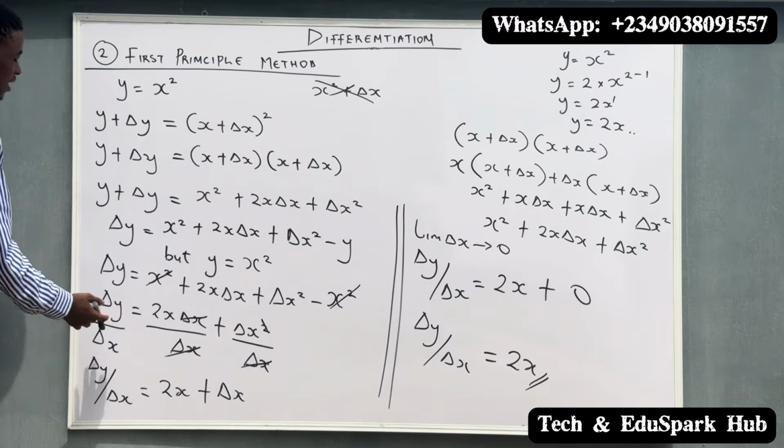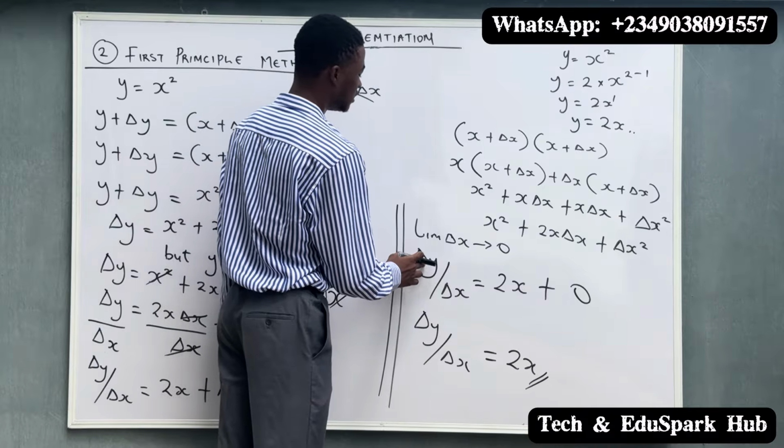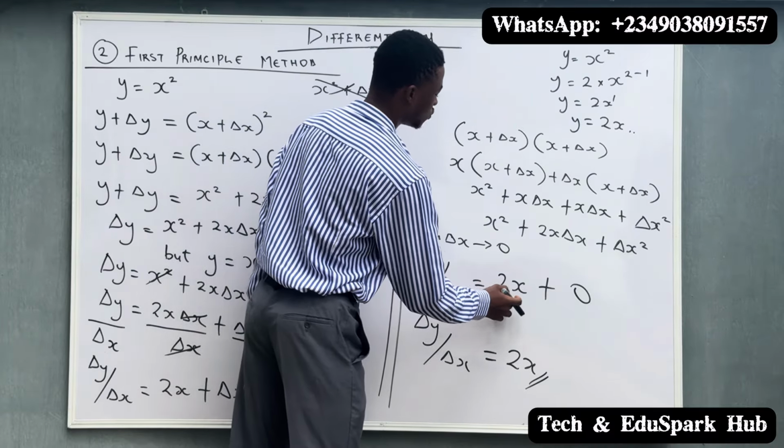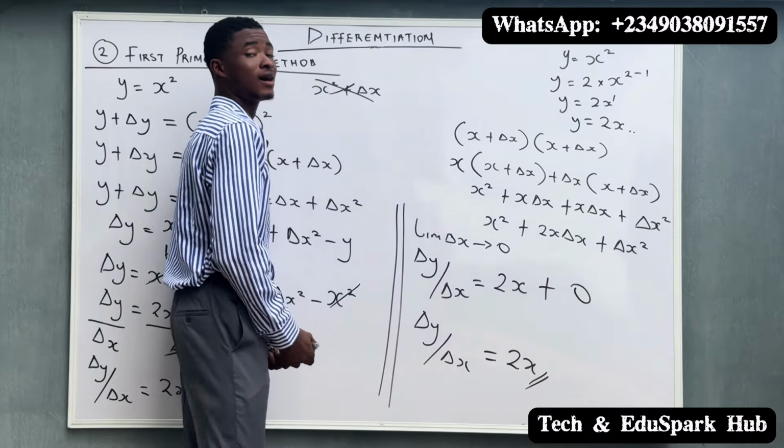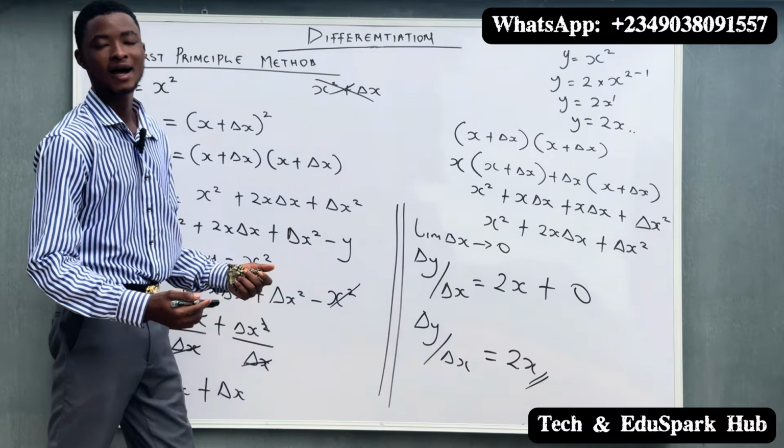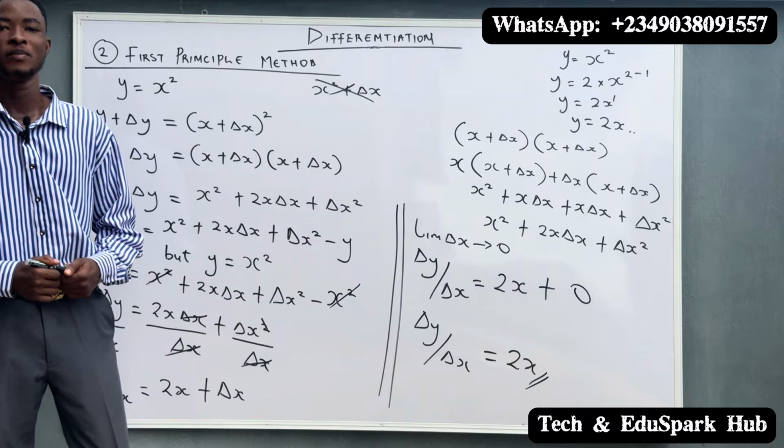And lastly, you divide everything by dx. So when you divide everything by dx and you are still having the dx in your final answer, the last step to do is to limit dx to 0. And when you limit dx to 0, you are going to have 2x plus 0 and you have your final answer. And this is how we solve questions using the first principle method. So let's look at the last example on the first principle method.